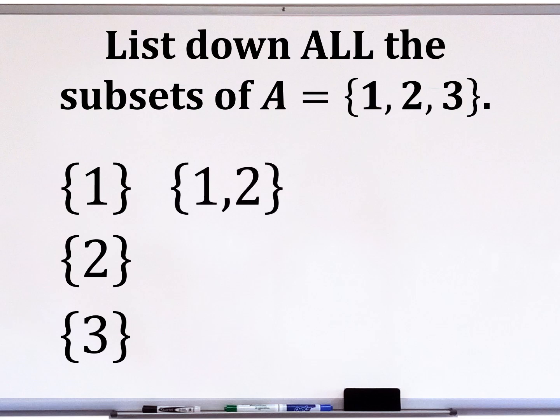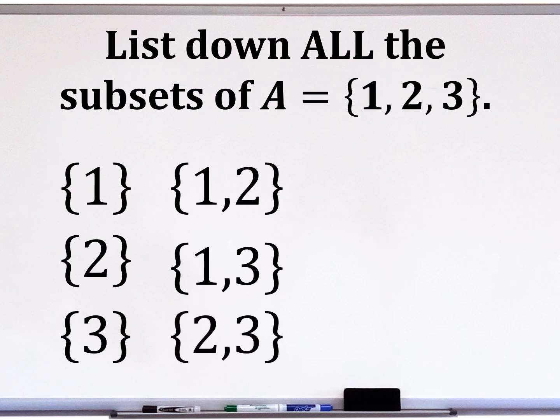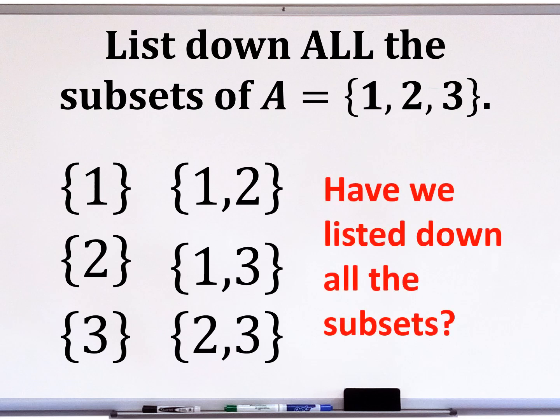Okay, so they can be the subset containing 1 and 2. We also have the subset having two elements, specifically the numbers 1 and 3, and the last one is the subset containing two elements, the numbers 2 and 3. Please take note that we can also consider the set itself.